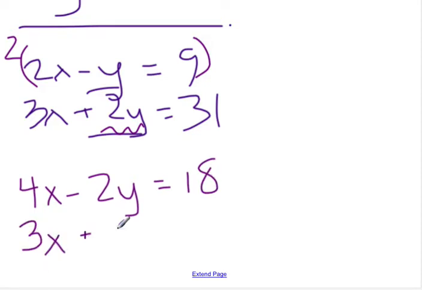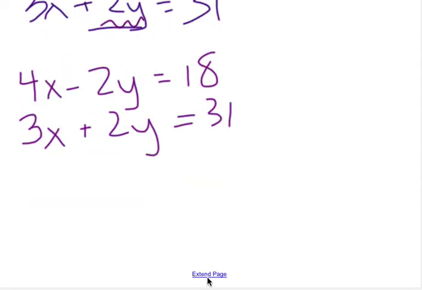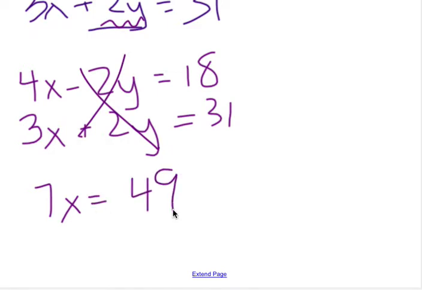3x plus 2y is equal to 31. So then now I am ready to go ahead and add down the columns. So 4x plus 3x is 7x. And then these are going to cancel out because they have opposite signs. 18 plus 31 is going to give me 49. So then I get that 7x is equal to 49.